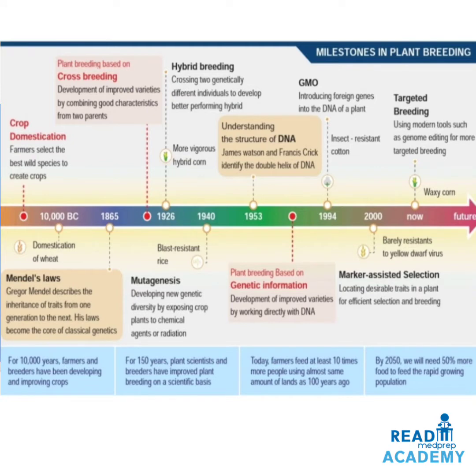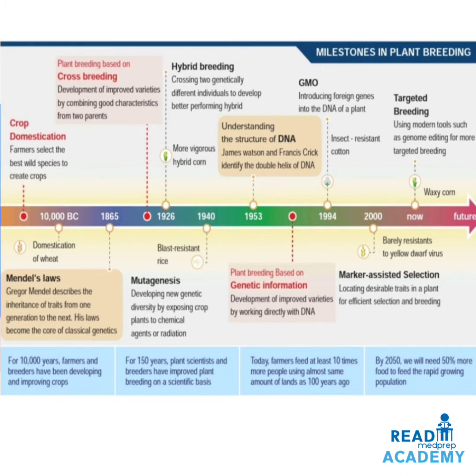In 1865, Mendel's laws were proposed. Gregor Mendel described the inheritance of traits from one generation to the next. His laws became the core of classical genetics. Between 1865 and 1926, plant breeding was done based on crossbreeding, development of improved varieties by combining good characteristics from two parents. In 1926, hybrid breeding was done, crossing two genetically different individuals to develop a better performing hybrid. For example, more vigorous hybrid corn was produced.